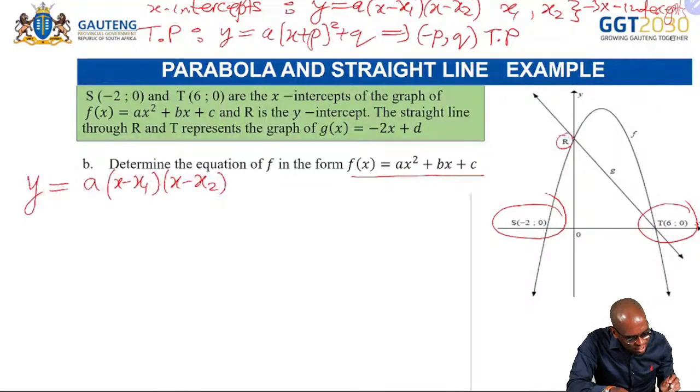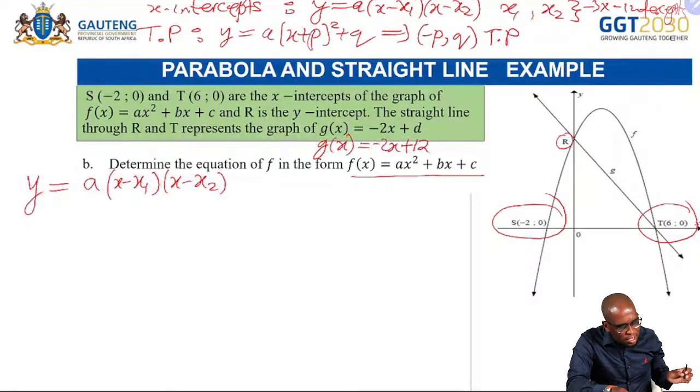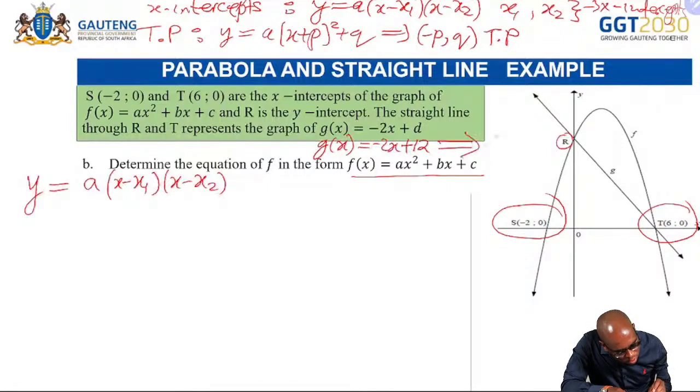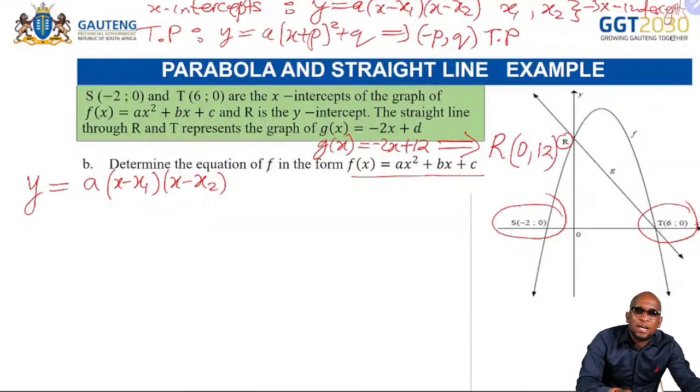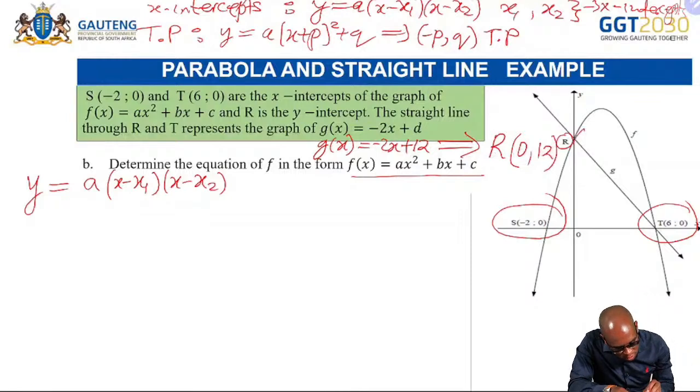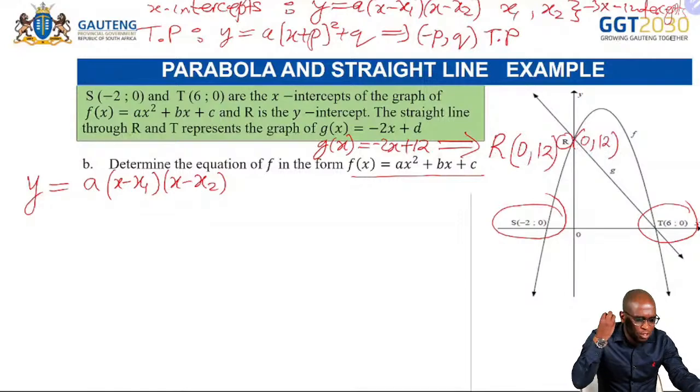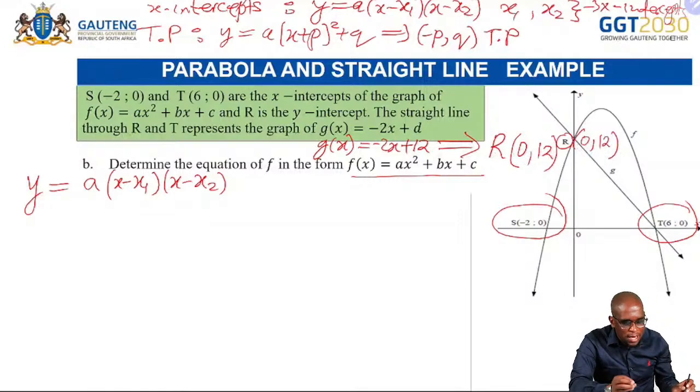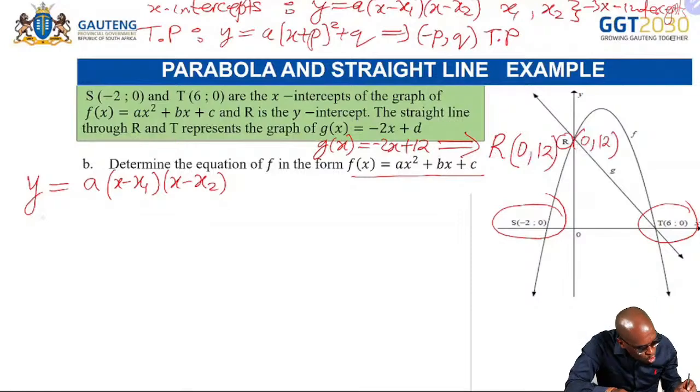Since we have the straight line equation, remember we worked out that g of x is minus 2x plus 12, which means that it would be easy for us to find the y-intercept. By putting x to be 0, we can see that the point R is given by (0; 12). We are finding that y-intercept because this point (0; 12) represents the additional point that you need on the parabola. Remember, x1 and x2 represent your x-intercepts.